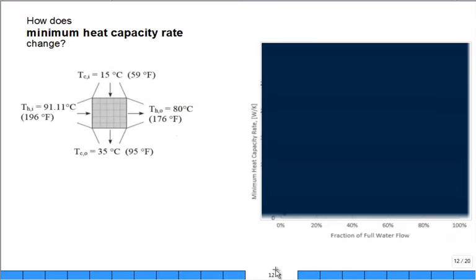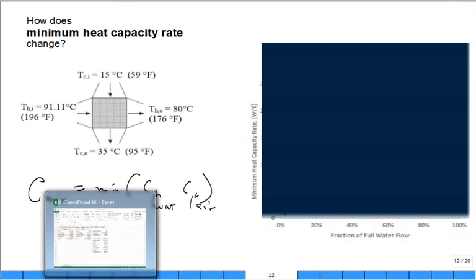All right. How does the minimum heat capacity rate change? What do you mean by minimum heat capacity rate? Well, that was a parameter, C min. That was the minimum of the C of the hot fluid and C of the cold fluid. Which one had the minimum heat capacity rate at full design conditions? Either the water or the air. The water's hot or the air is cold. Which one has the minimum?